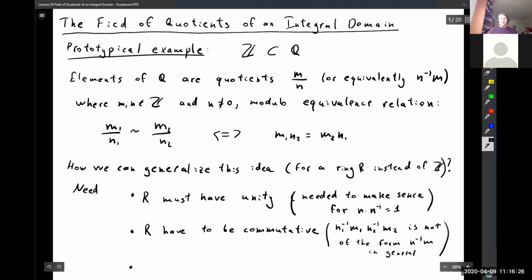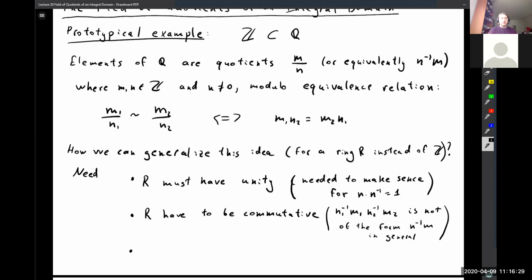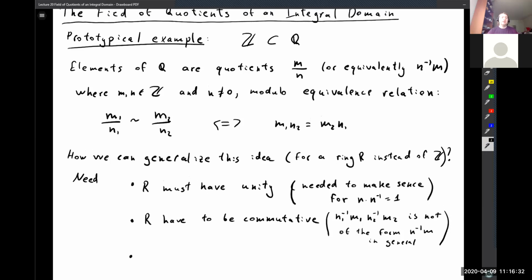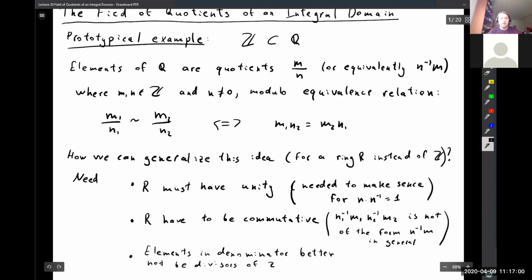And the last point, which might be non-obvious at this moment, but it will be clear once we introduce the definition, is that elements in the denominator better not be divisors of zero. That's needed for cancellation laws.